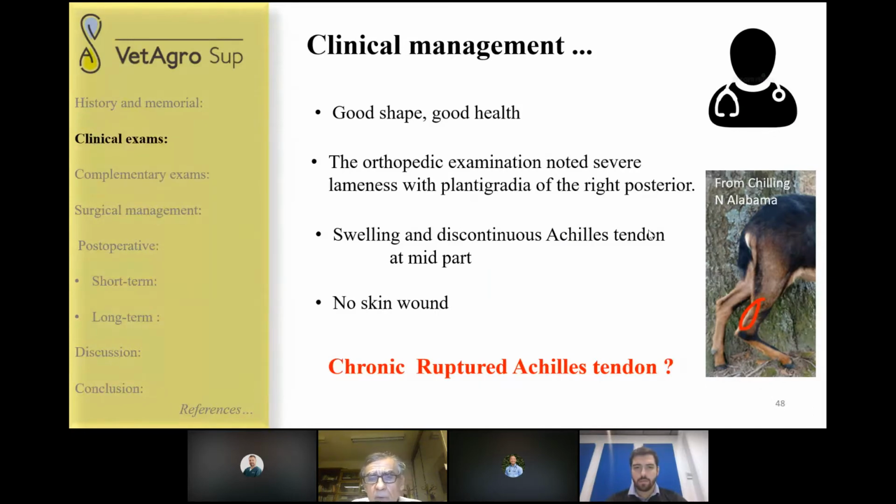At the palpation, we feel a discontinuous Achilles tendon at the mid part and swelling, maybe 3 centimeters of swelling. There was no skin wound, and we suspected a chronic ruptured Achilles tendon because it was at least 3 weeks later. Next slide, please.